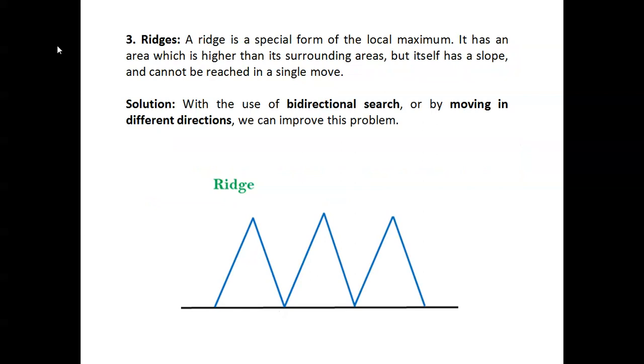A ridge is a special form of local maximum. The surrounding area itself has a slope and cannot be reached in a single move, because everything is on a slope. The solution is bidirectional search, moving in different directions, which can improve this problem.